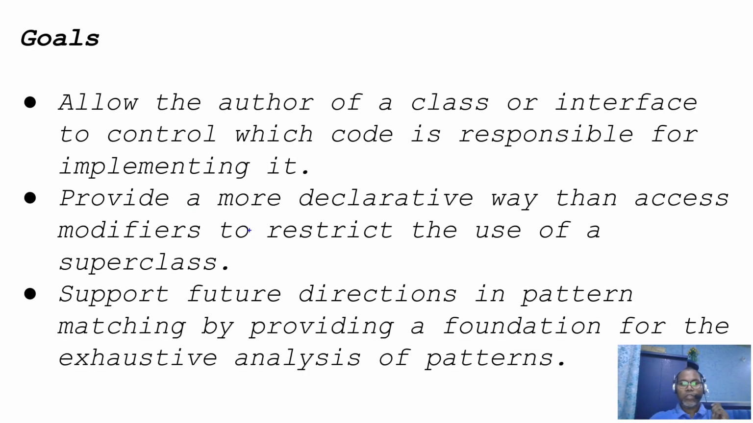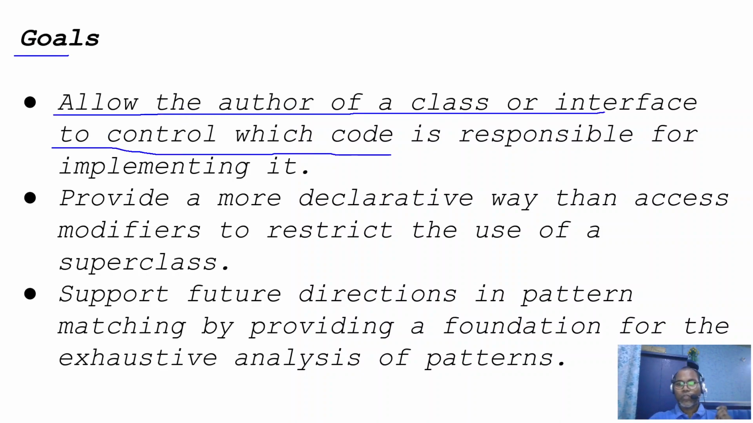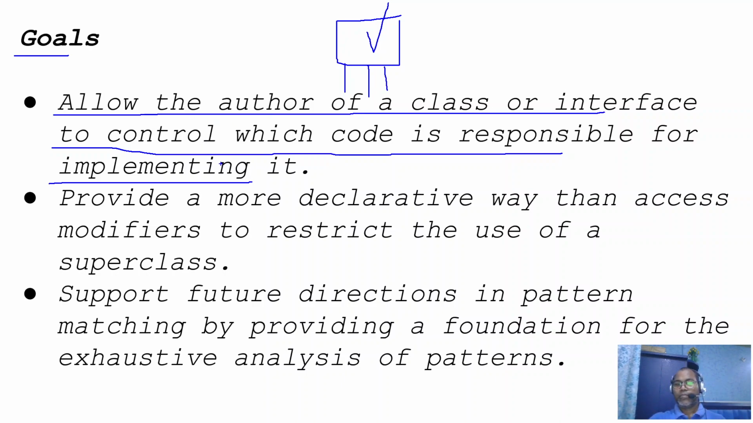So if you talk about the goals of sealed, it allows the author of a class or interface to control which classes are responsible for implementing it. So let's say I am the author of this interface, and I want only implementation 1, implementation 2, implementation 3. I can mark it as sealed and just permit them, and this provides a more declarative way than an access modifier. Here the permits help us be more declarative. I am permitting only circle and triangle as valid shapes of my application.